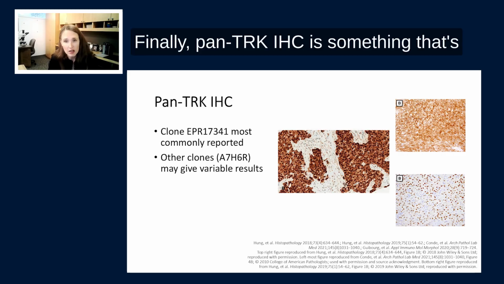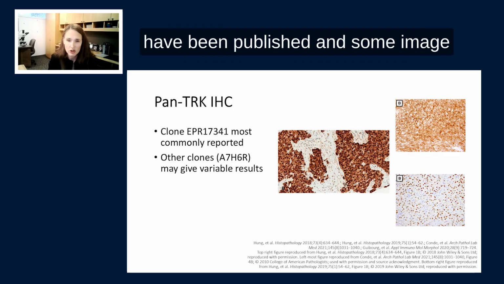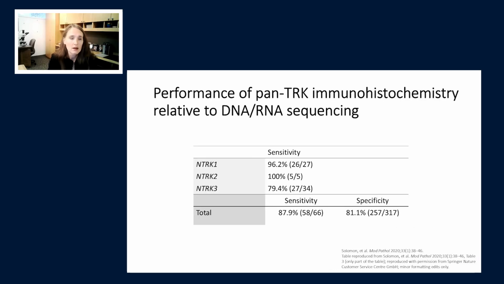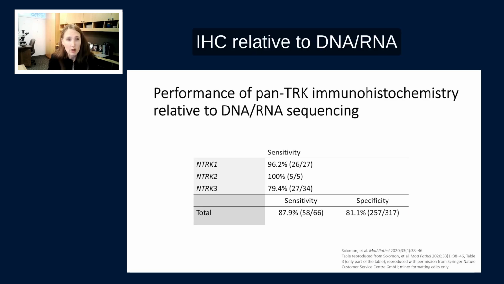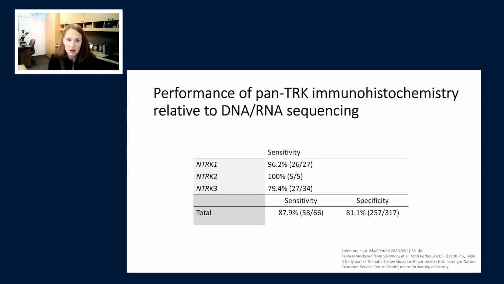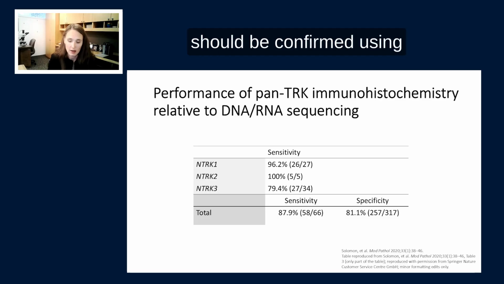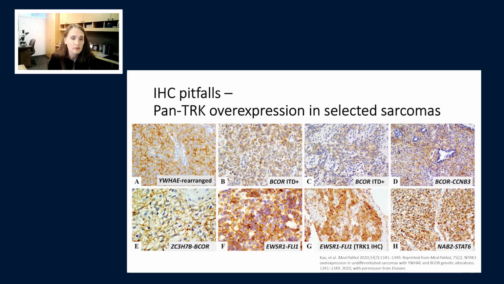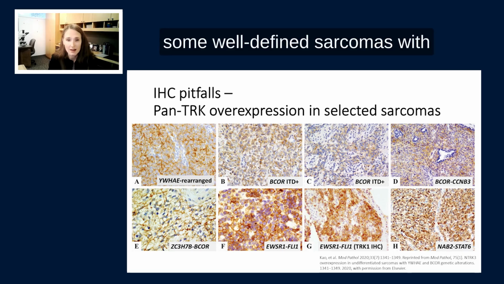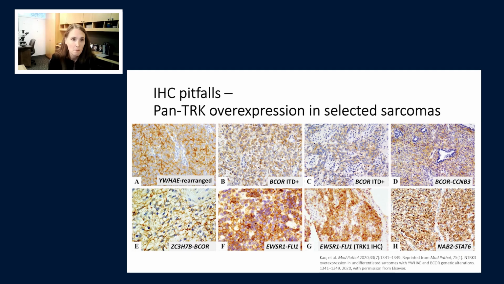Finally, pan-Trk IHC is something that's readily used in a pathology practice. There's a number of clones that have been published, and some image examples from known positive cases are shown here in this slide. However, the performance of pan-Trk IHC relative to DNA and RNA sequencing is inferior, both in terms of specificity and sensitivity. So any result from pan-Trk IHC should be confirmed using a reliable molecular method. In particular, we recognize that some well-defined sarcomas with alternative genomic alterations can have pan-Trk overexpression.